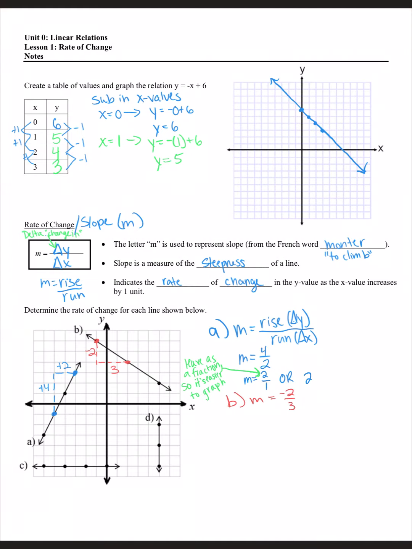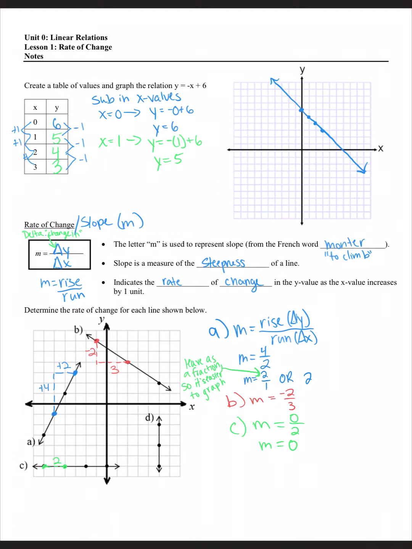Okay, C and D are a little bit unique. C is a horizontal line, right? It runs perfectly flat or perfectly parallel to the x-axis. So we'll have to take a look at what does that mean for slope. So remembering that slope is rise over run. Well, if I look at, say, these 2 points, okay, well, how much do I rise to go from one point to the next? I don't rise at all, right? It doesn't rise, it just runs, right? So I rise 0, but then I run 2. So 0 divided by 2, my slope is just 0.